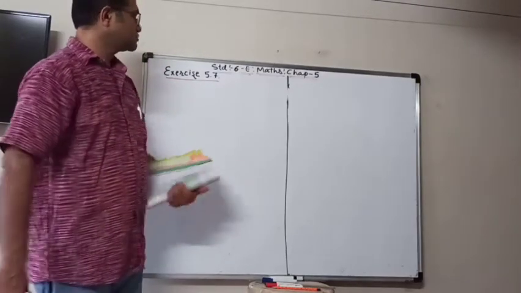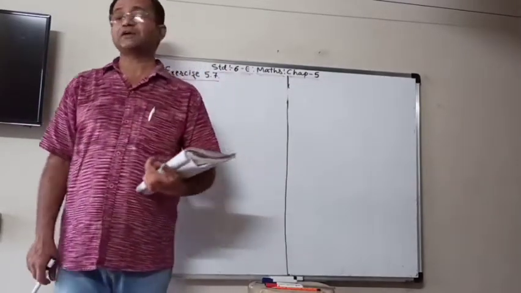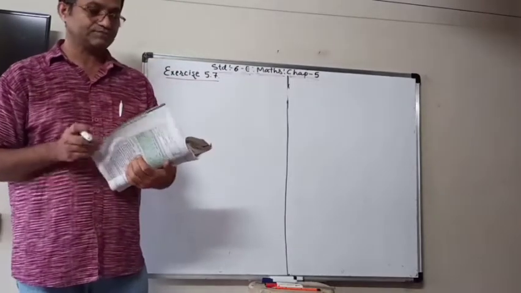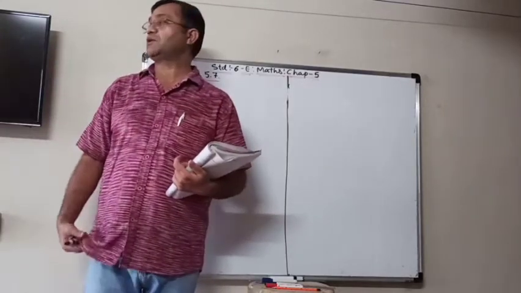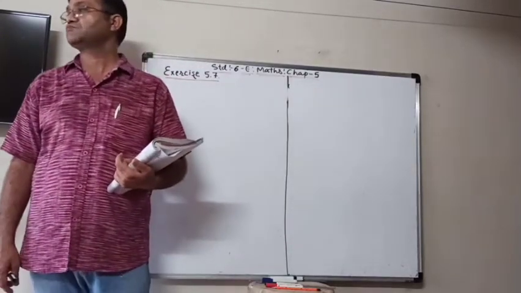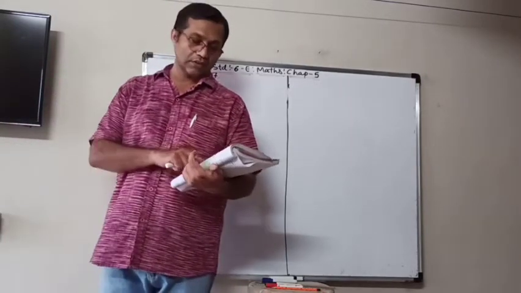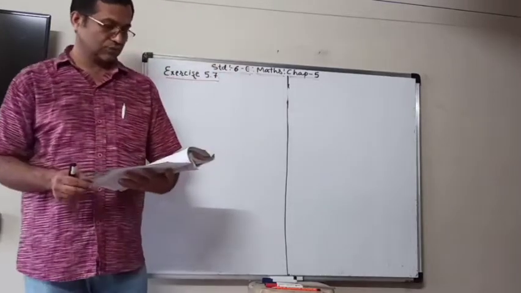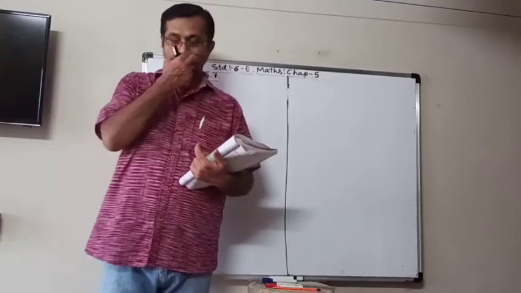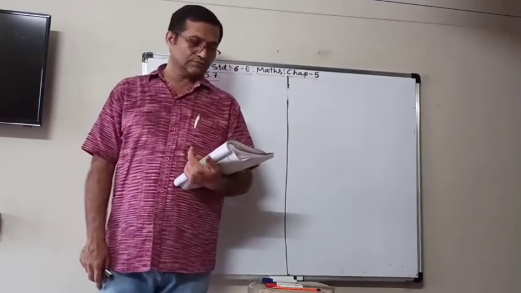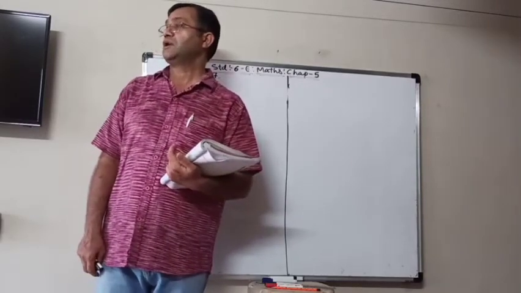Standard 6, Chapter 5, understanding elementary shapes. In the last session we learned about different types of quadrilaterals like a rectangle, a square, parallelogram, a rhombus and a trapezium, and also learned the special characteristics about them.